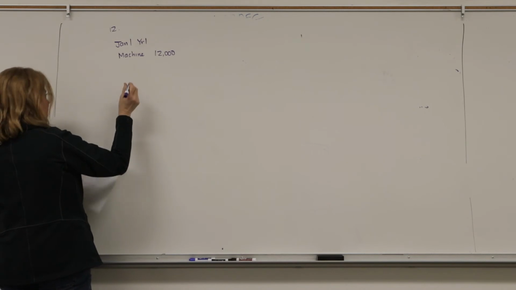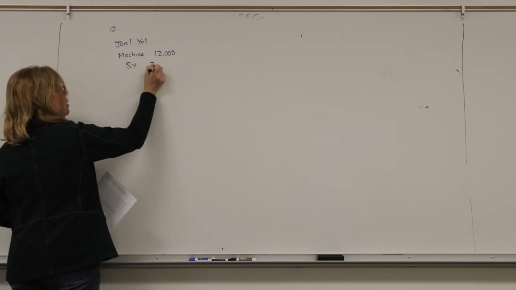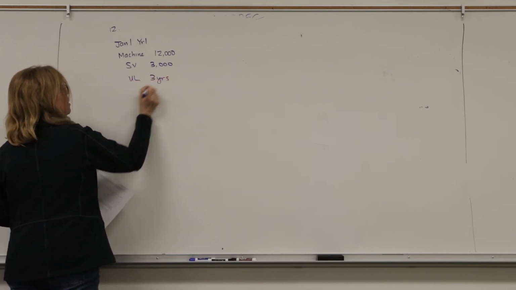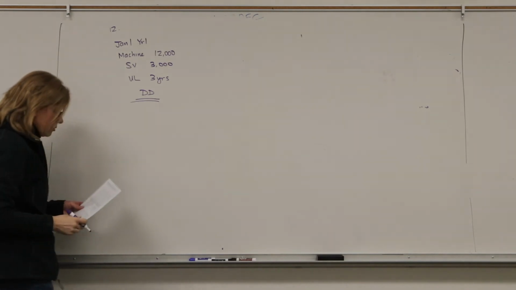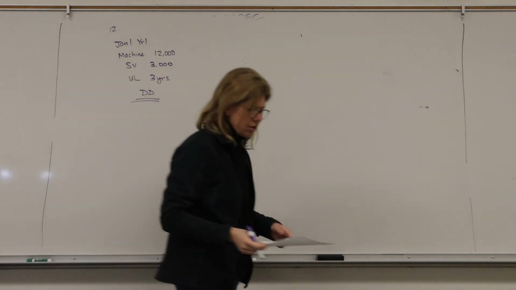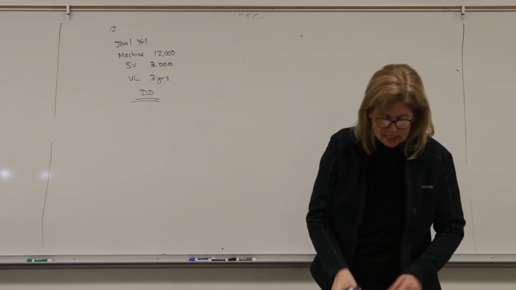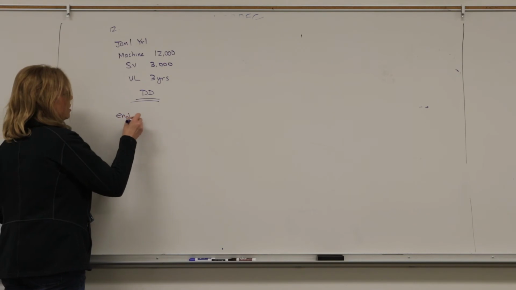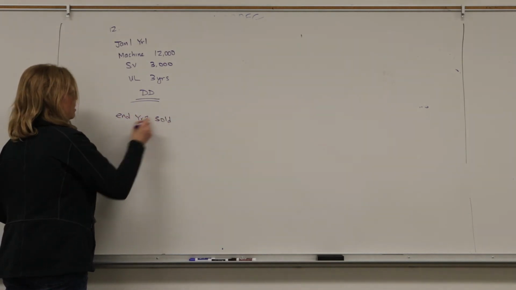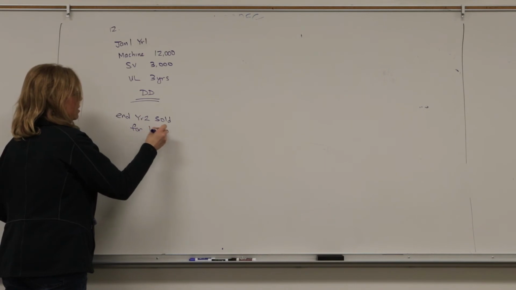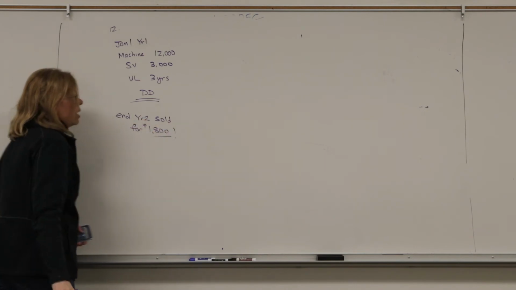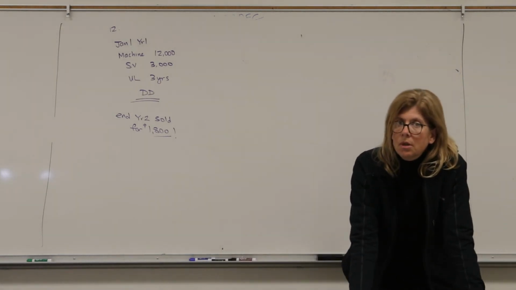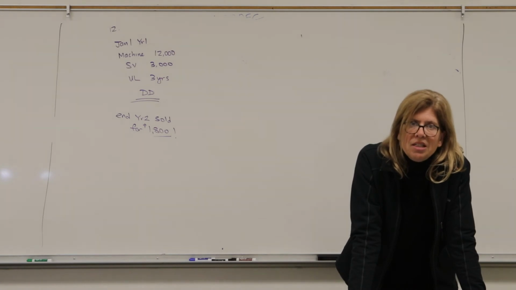And then it has a salvage value of $3,000, a useful life of 3 years, and look at this, we use double declining depreciation. And we sold this machine for $1,800 at the end of year 2. And what I want to know is what are all the journal entries we need from the day we bought it to the day we sold it.